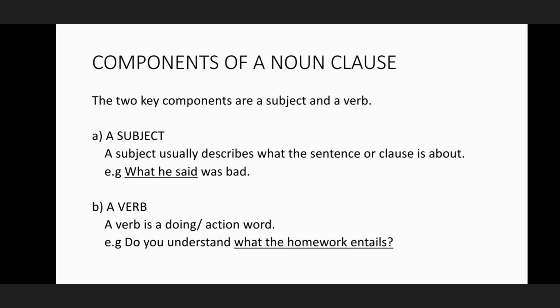In that group of words, entails is the verb, which means we have the two key components of a noun clause in the two sentences that we analyzed here, under the subject and under the verb. We have seen under the subject the word he. And under the verb, as a component of a noun clause, we have entails. I hope that is clear. Now let's progress to the functions of a noun clause in a sentence.